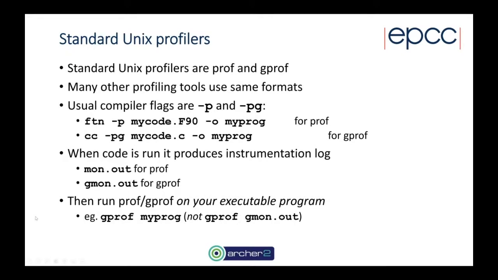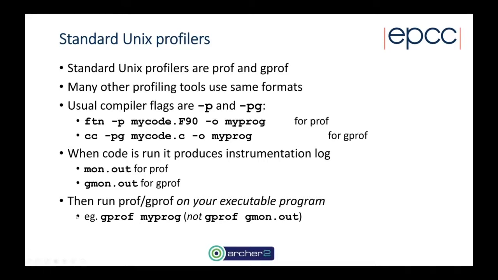If we were looking at standard serial programs on a normal Linux Unix system, then there is a pretty common way of profiling across most compilers, because remember, it's the compiler that's doing this for us, which is to use these flags -p and -pg. And generally nowadays we use -pg at compile time. And that generates sampled profiling data once you run your program.